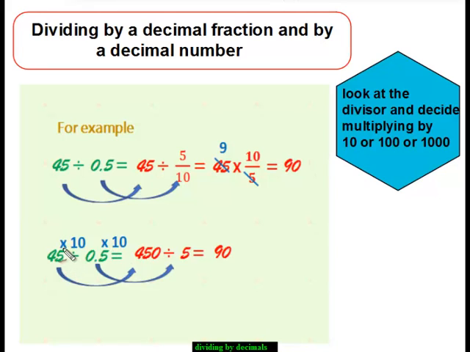Why do I multiply here by 10? Because I can't do anything for the numerator, I can do it in the denominator. So I have to multiply by 10 here and by 10 here. So this number will be 450 divided by 5. So the answer will be 90. Let's see another example.